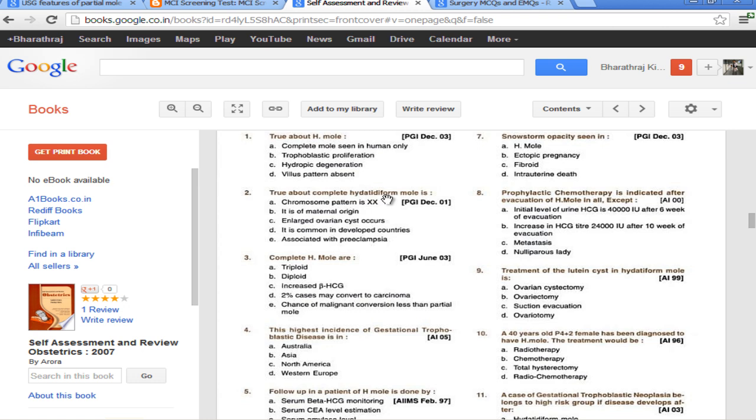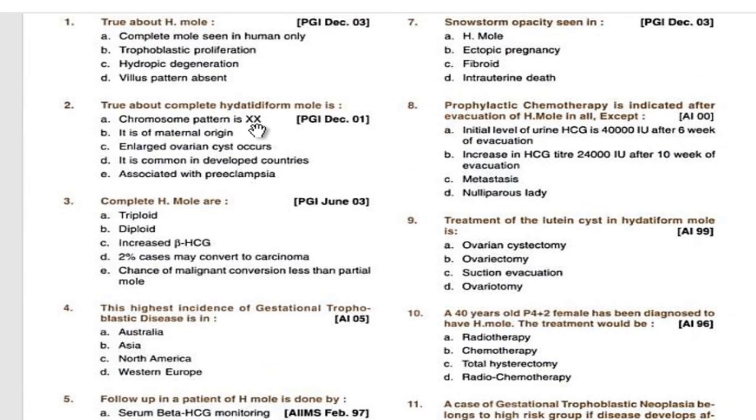In a complete hydatidiform mole, the chromosomal pattern is XX is true, which means only the paternal chromosomes are duplicating. There is no maternal chromosome in a complete mole, so you get a diploid number of chromosomes. That's a normal number, and the most common one is XX, 90% of the time. 10% it can be XY. It is of maternal origin, wrong. It is of paternal origin.